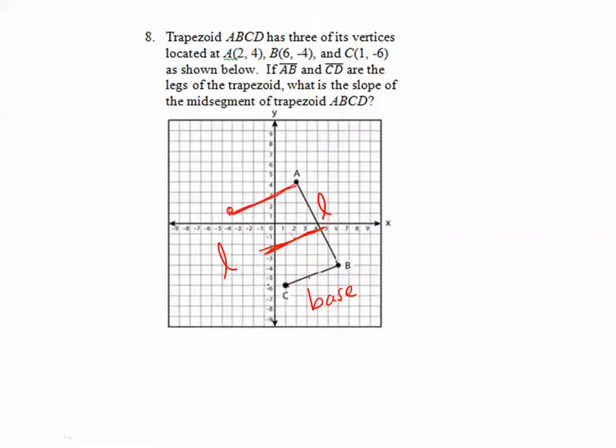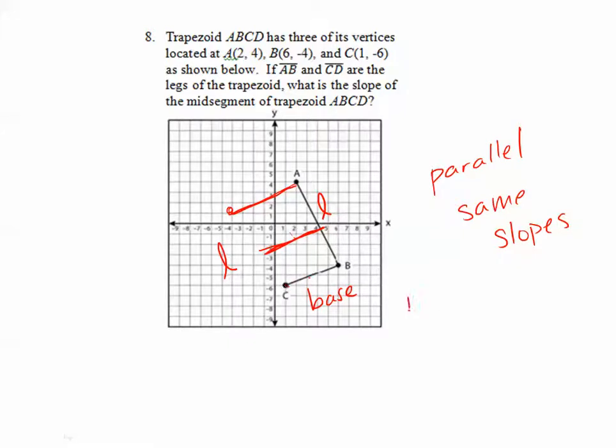It's kind of like if you go back and look at number 2. The 2 bases are parallel to that mid segment. And parallel lines have same slopes. So if I can find the slope of that base right here, then I know that it has the same slope as this mid segment.